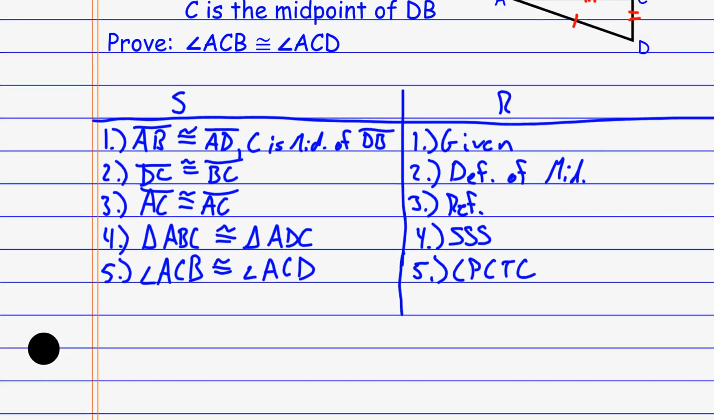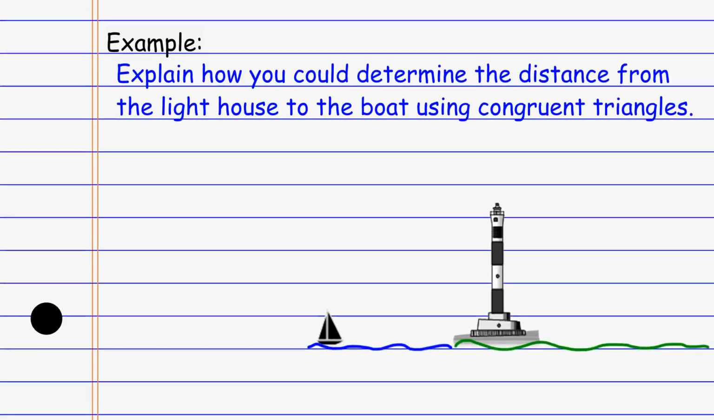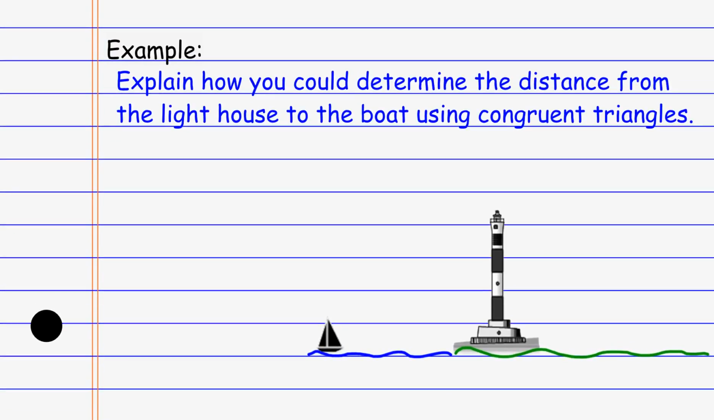So if we look at something a little bit more in the context of using congruent triangles, this comes from an ancient Greek method for finding the distance of a ship out at sea. And really, if we look at something like this, it says, how could you determine the distance from the boat to the lighthouse here using congruent triangles?